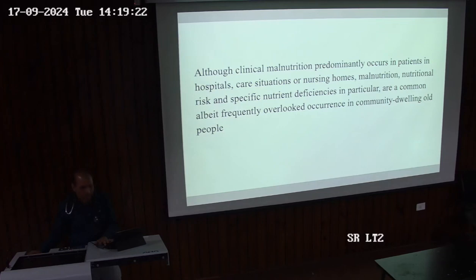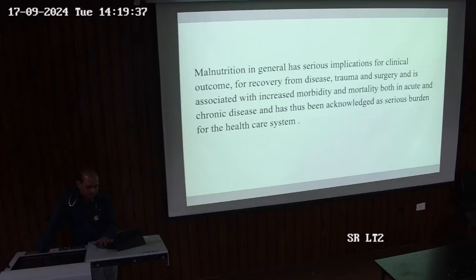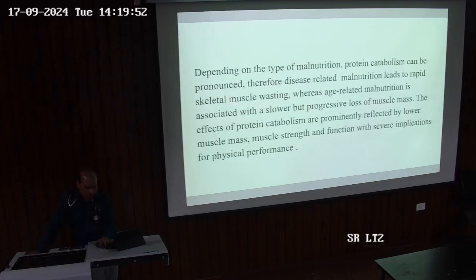But what happened is that community-dwelling old people, those living in old age homes or even in rural area houses, are overlooked, and they are also suffering from malnutrition. So this has serious implications. सीधी बात है, nutrition अच्छा नहीं होगा. They have a high propensity of developing disease. They have a high propensity of being admitted for various issues, and so this should be acknowledged as a serious burden to the healthcare society.